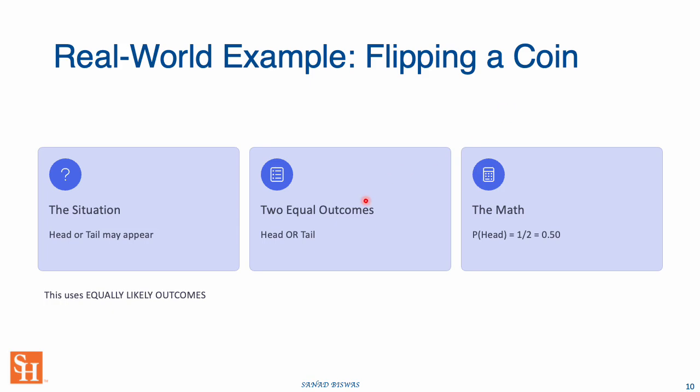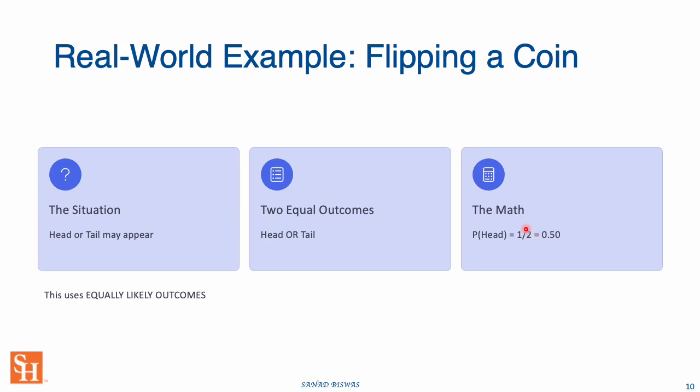Suppose we are flipping a coin. If you flip a coin, then head or tail may appear. Therefore in that case we have two events, head or tail, and both of them are equally likely. In that situation, how can we calculate probability? How can we calculate the probability of head? In the numerator, we'll take the total number of heads possible. If you flip a coin, how many heads are possible? Just one. And then we'll divide that by the total number of possible outcomes.